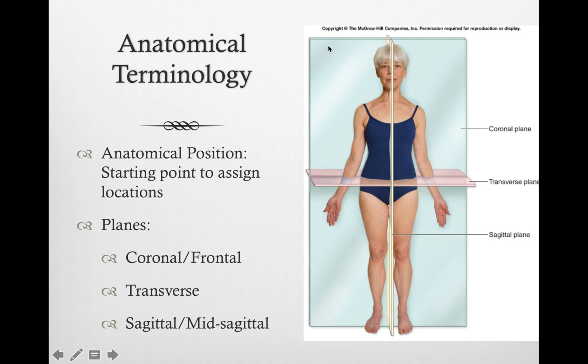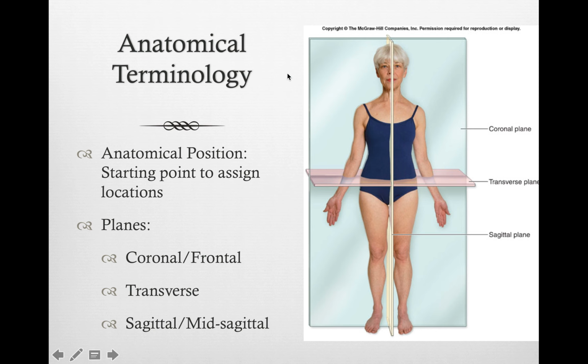Now, remove for a moment the planes passing through this person's body and focus on the fact that she's standing upright. Her toes are facing forward. Her head is facing forward, and her arms are splayed out at her side, but her palms are facing forward. This is anatomical position, and every term that we use references this particular position.